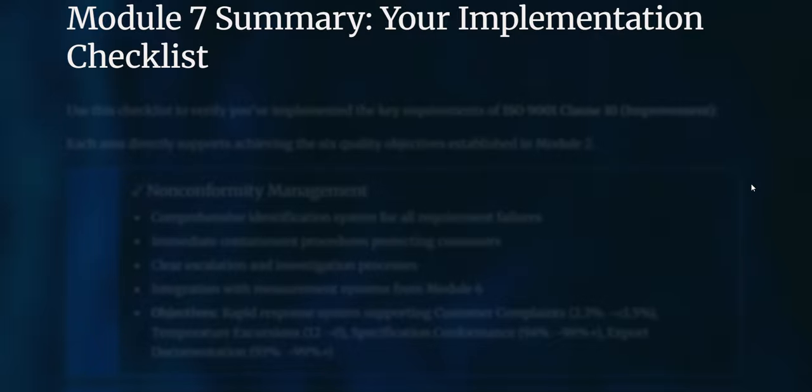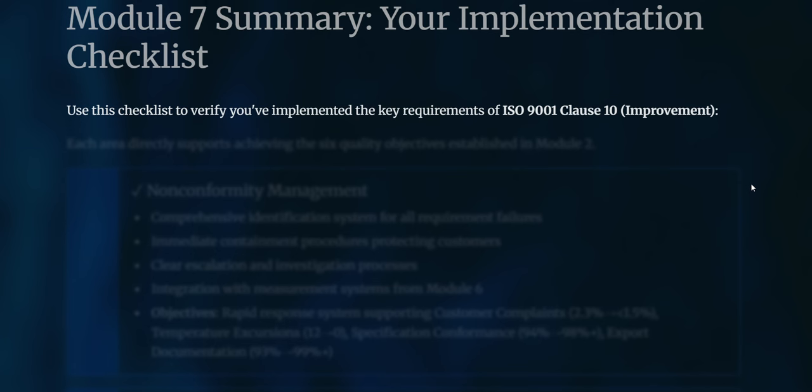Let's summarize our module, your implementation checklist. Use this checklist to verify that you have implemented the key requirements of ISO 9001 Clause 10 improvement.